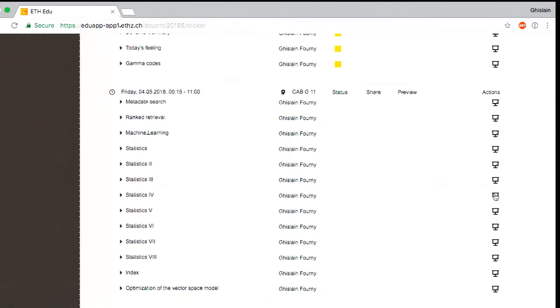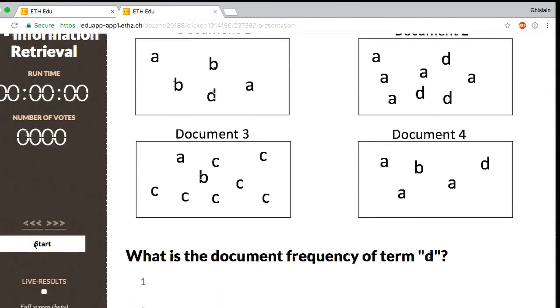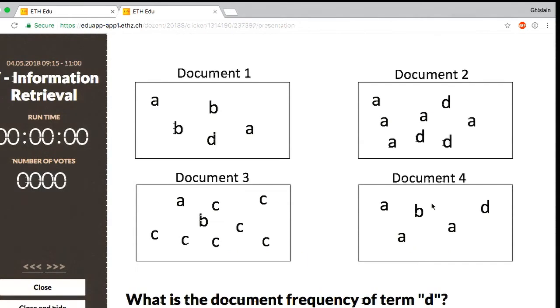This one we already did. And 5. Oh, yeah, that's the one I wanted to put earlier. So very quickly, the document frequency of term D.